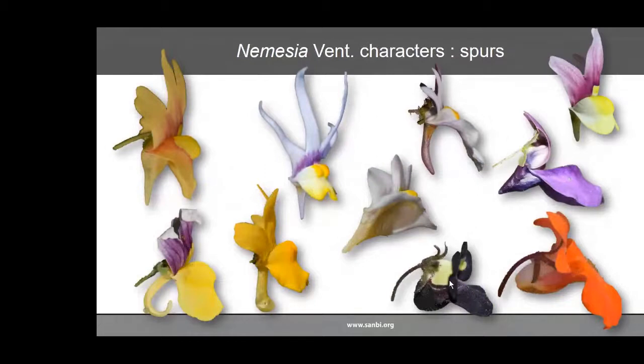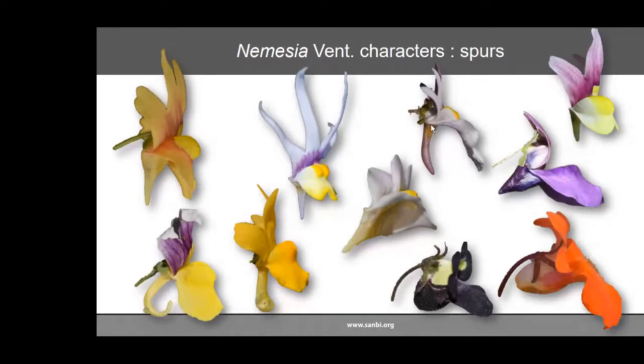One of the major characters of taxonomic importance in the genus is the morphology of the spur, which is the outgrowth of the corolla. The general morphology of the spur is usually a conical structure, straight downwards, narrow at the tip, usually broader at the base of the spur, as you can see in the top two left images and the far right image.